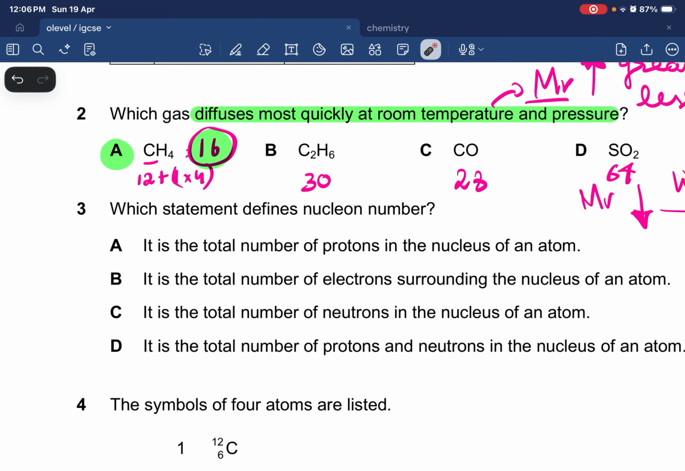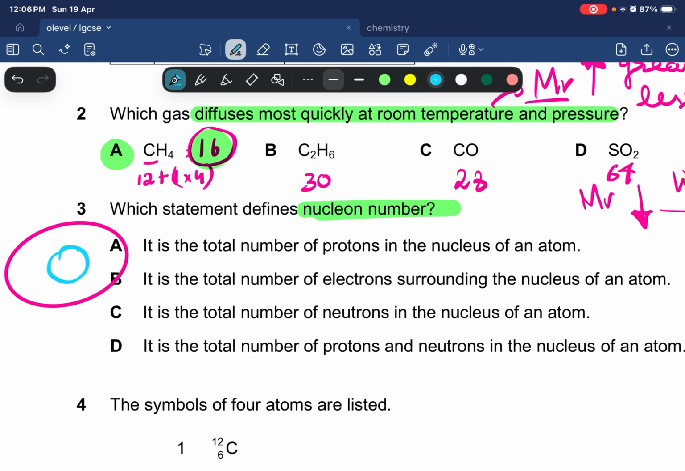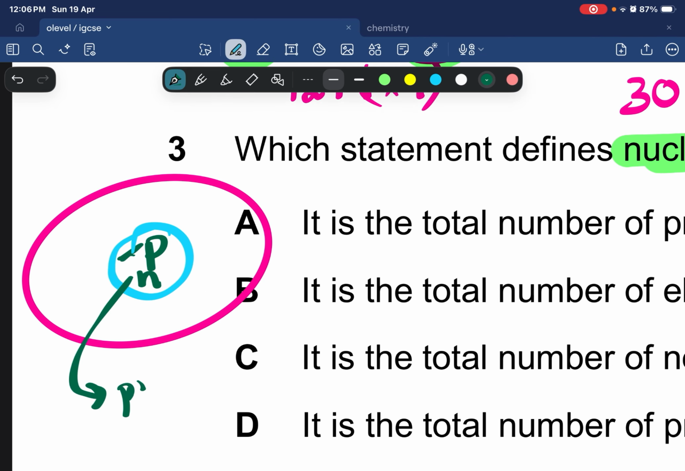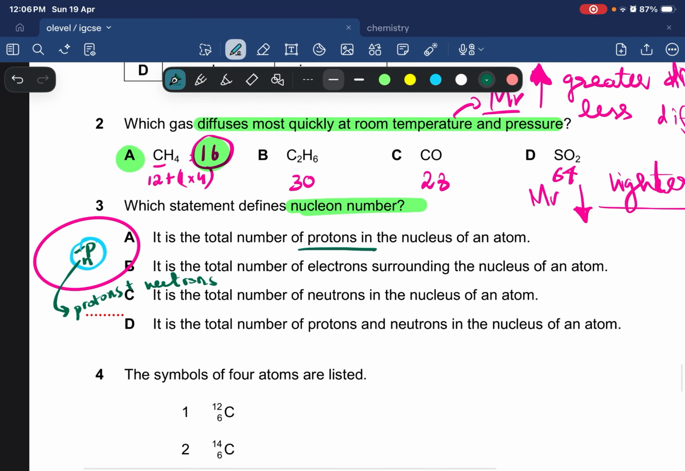Which statement defines nucleon number? Nucleon number basically means this is your atom. This is the nucleus inside the atom. Nucleon number means everything that is inside the nucleus. What do we have? We have protons and we have neutrons. So nucleon number is the number of your protons plus the number of your neutrons because they're inside the nucleus. It is the total number of protons in the nucleus.